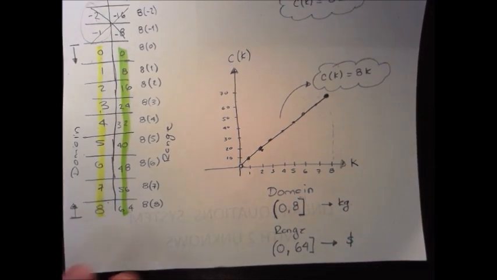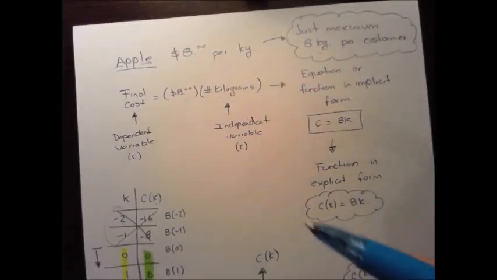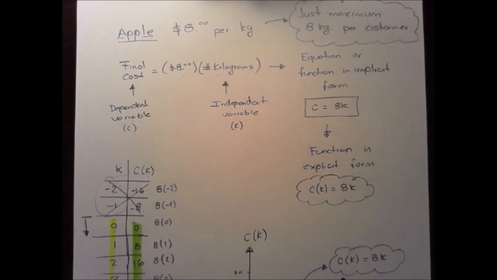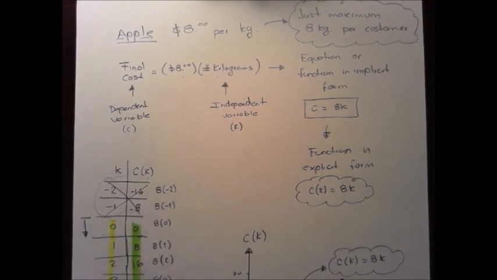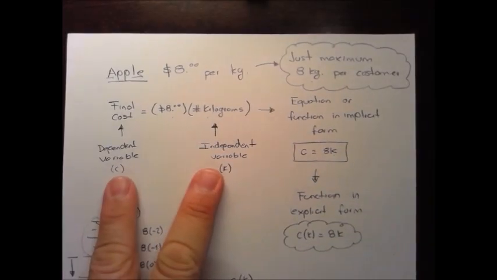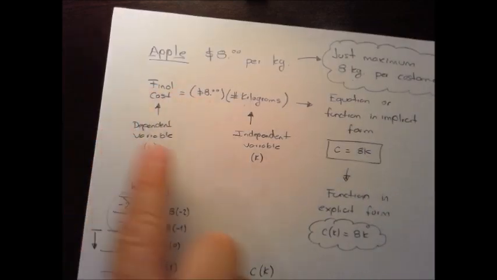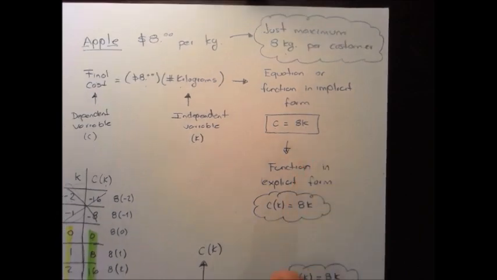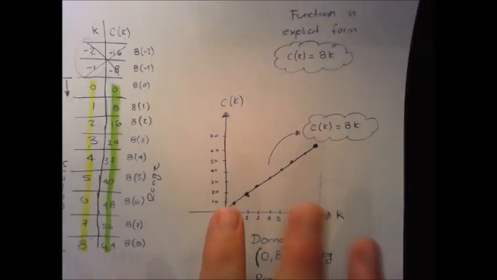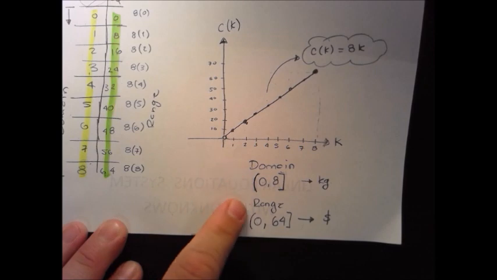Okay, so this is an example of how to apply a math function in a real case. So what is the important thing that you need to remember? You need to identify the variables. You need to know how to represent the math function in implicit form, in explicit form, and in graphic form. And another important thing is that you need to identify the domain and the range.